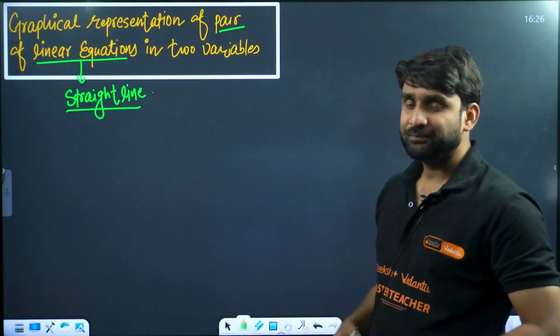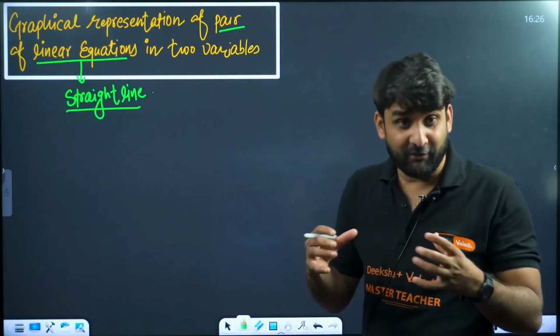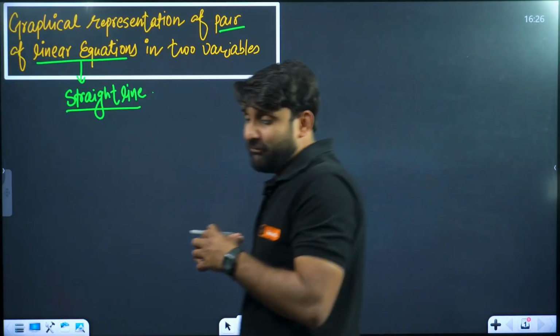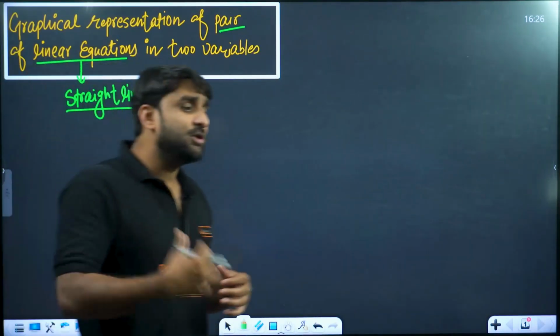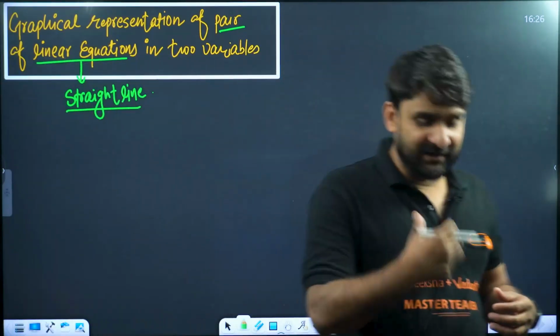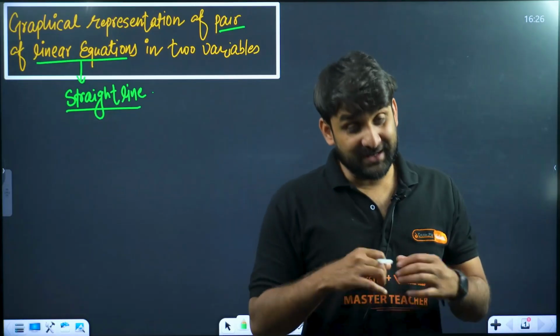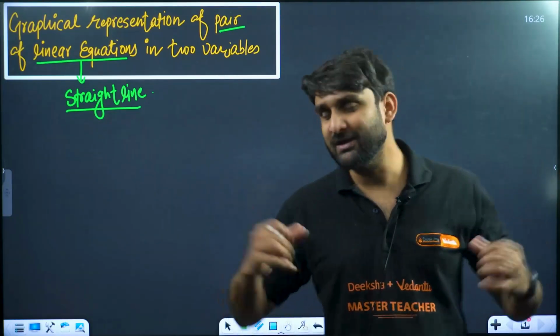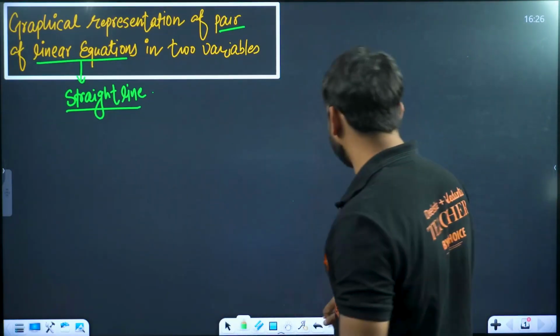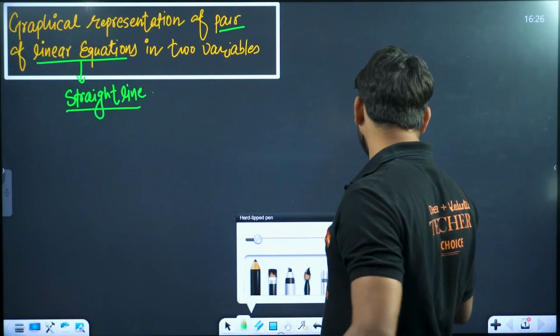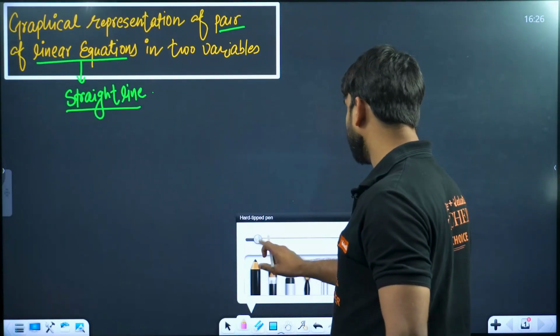Without making the graph, we can identify whether the linear equations will be intersecting, coinciding or parallel. Yes, without drawing the graph. So this is a very important topic. For this we have to take two linear equations.